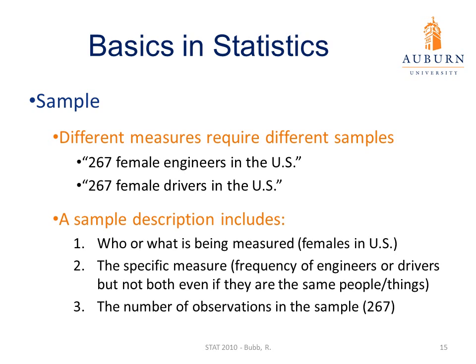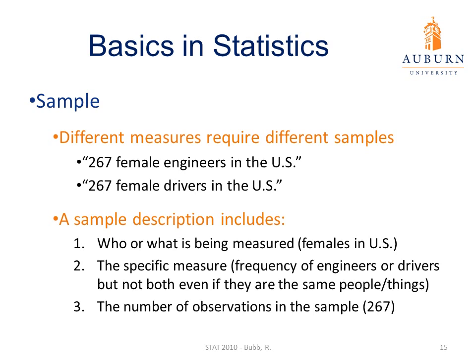And so, just like with the population, different measurements require different sample descriptions. So if I'm measuring female engineers and I'm measuring female drivers, even if I'm measuring the same people, if I'm talking about engineers in one case and drivers in the other case, then I'm talking about two separate samples, even if it's the same 267 people that I measure. So two sample descriptions might be 267 female engineers in the US. Another one might be 267 female drivers in the US.